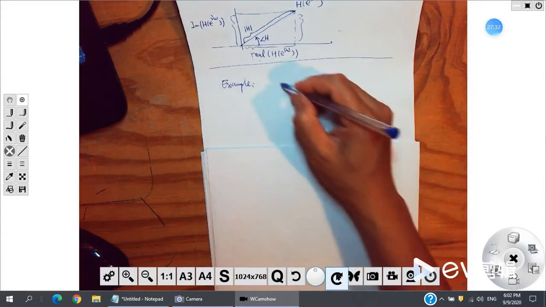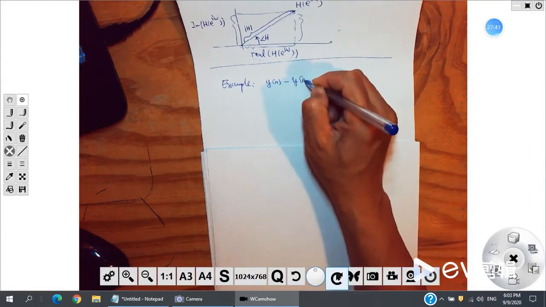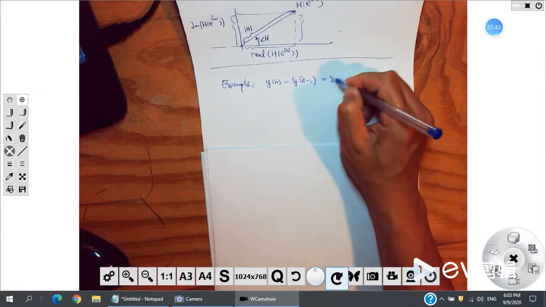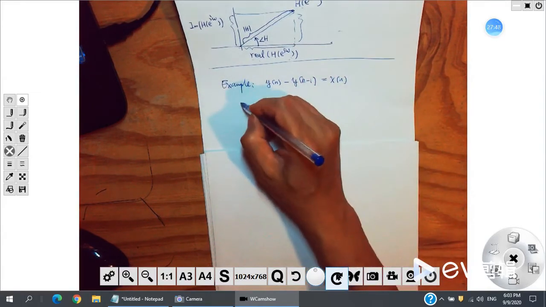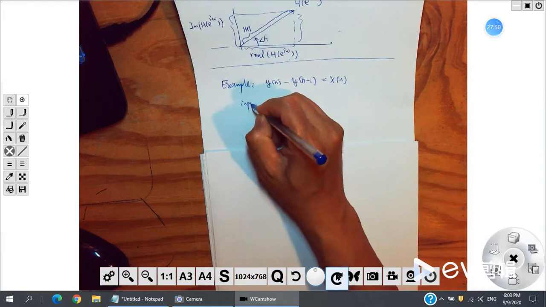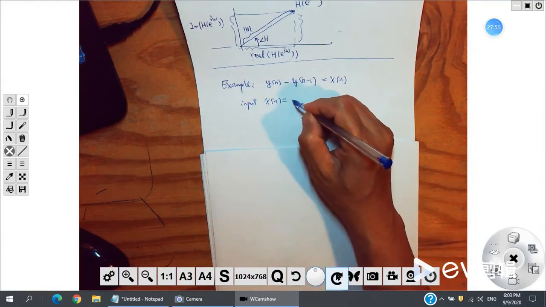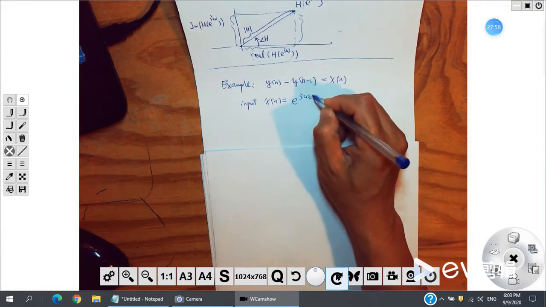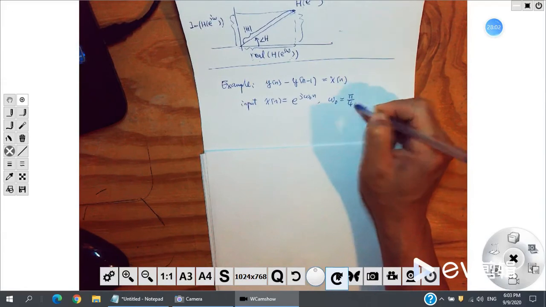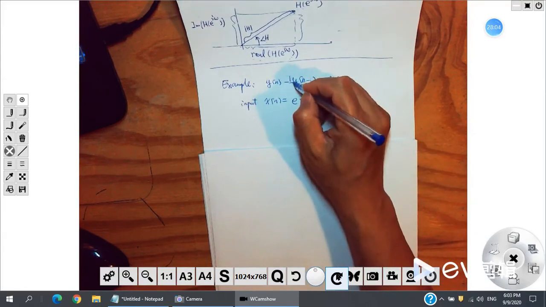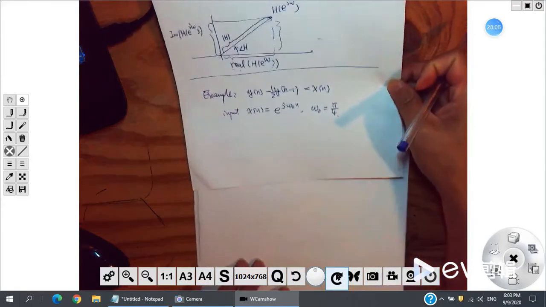I just consider this: y[n] minus y[n minus 1] equals x[n]. Now this is a system, right? This system. And we consider input x[n], which is e^(jω0 n), with omega 0 equal to pi over 4, for example. Now what will be the output? Find the output.